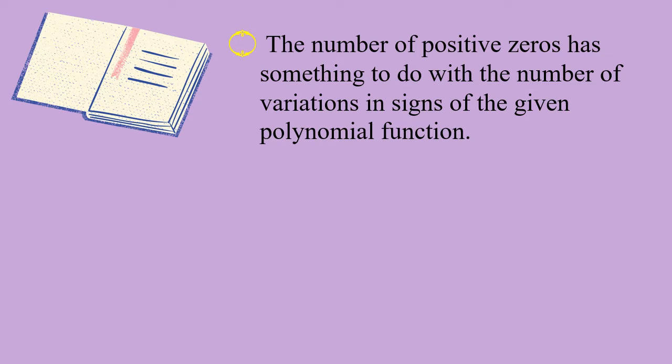So first, the number of positive zeros has something to do with the number of variations in signs of the given polynomial function. Here, I would like to emphasize that if you want to know the number of positive zeros or negative zeros, you need to be familiar first with what variations in signs are.